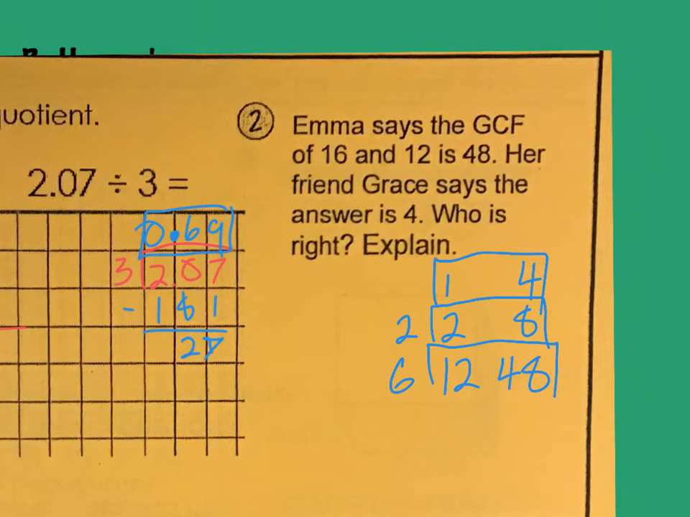And for greatest common factor, what's the best part? The greatest part of the cake is the icing, and so that's on the outside. So we have 2 times 6 is 12. So who was right? Well, Emma said the greatest common factor was 48, and her friend Grace said it was 4. None of them are right. We're right. We got 12.